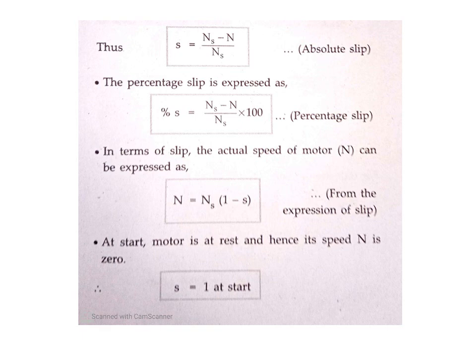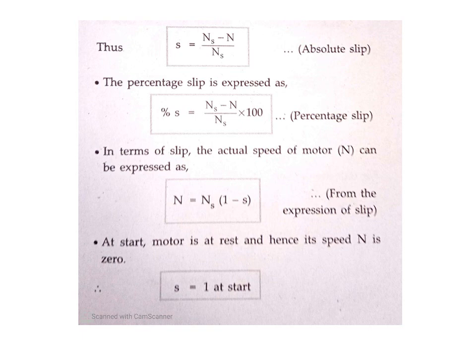Slip S is equal to Ns minus N divided by Ns: synchronous speed minus actual speed of the rotor, divided by synchronous speed. The percentage of slip is represented as Ns minus N by Ns into 100. In terms of the actual speed of the motor, N can be represented in terms of slip: N is equal to Ns into 1 minus S.